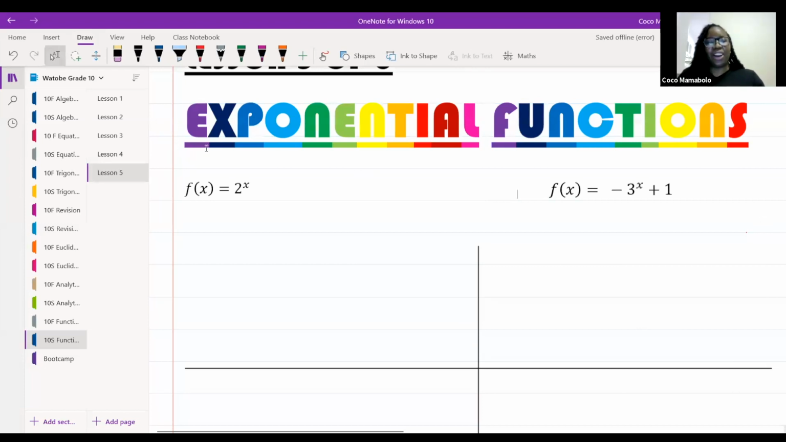Okay, no worries, Tyra. Welcome. All right, so we're going to be looking at the graph of f of x is equal to 2 to the power of x. Now, when we look at a graph like this, an exponential graph, we're going to be considering two things, guys. We're going to be considering the asymptote.